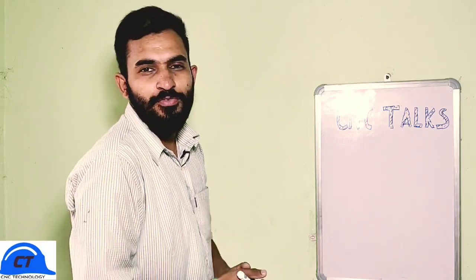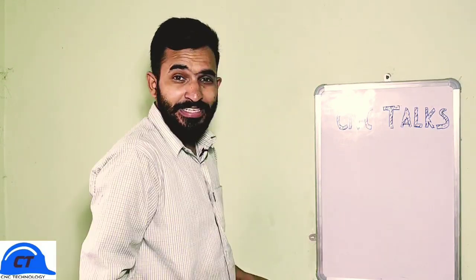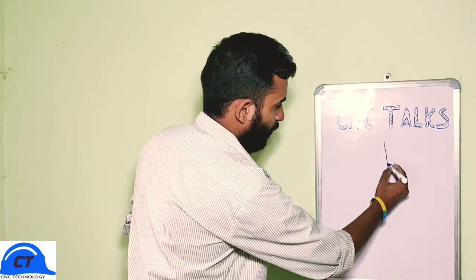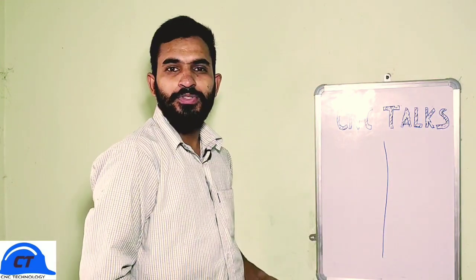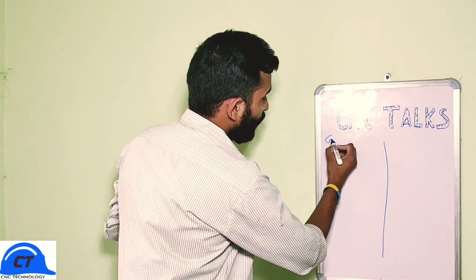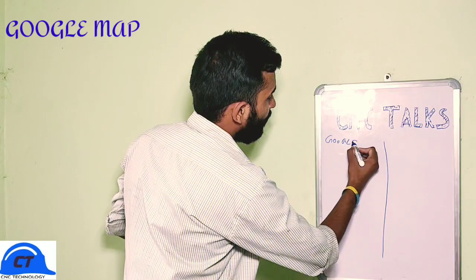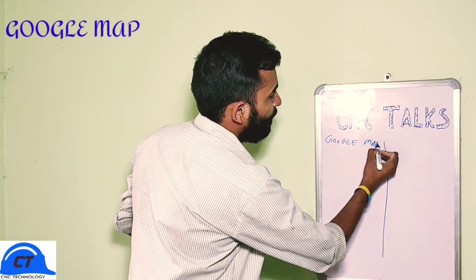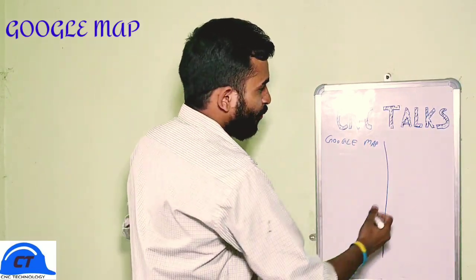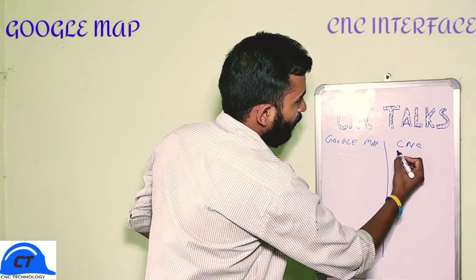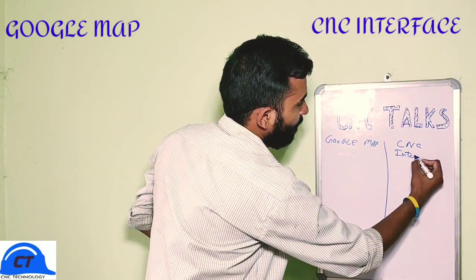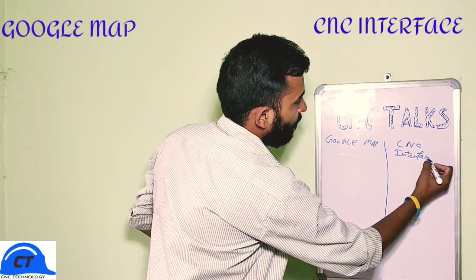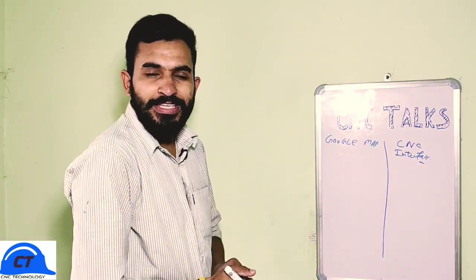So now, first of all, let's divide our space in two parts. On the left side shows the interface of Google Map, while the right side shows the interface of our CNC. Now let's see how a Google Map works.